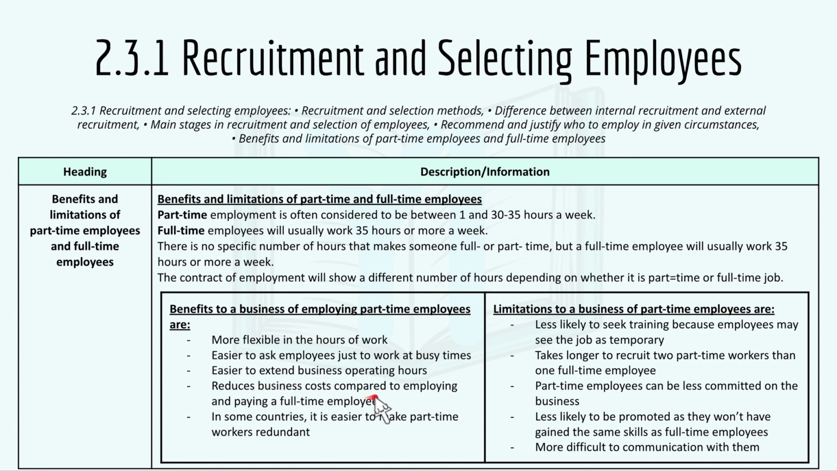It reduces business costs compared to employing and paying a full-time employee, and in some countries it is easier to make part-time workers redundant. But limitations of part-time employees include that they are less likely to seek training because they may see the job as temporary. It takes longer to recruit 2 part-time workers than 1 full-time employee. Part-time employees can be less committed to the business, less likely to be promoted as they won't have gained the same skills as full-time employees, and it's more difficult to communicate with them.